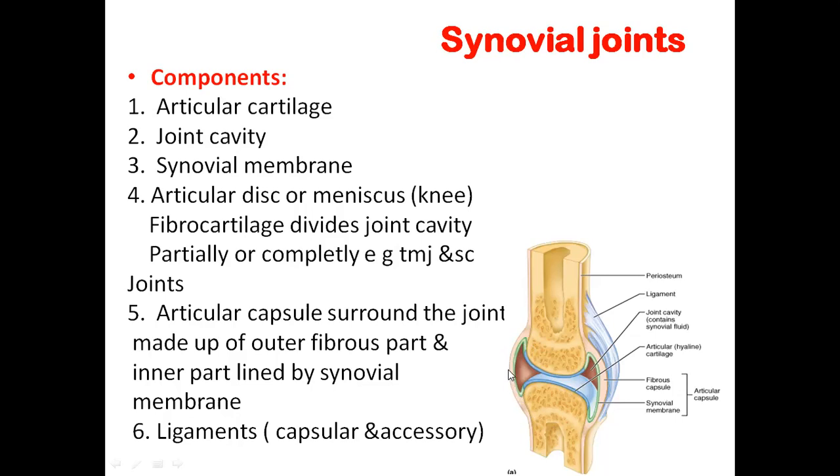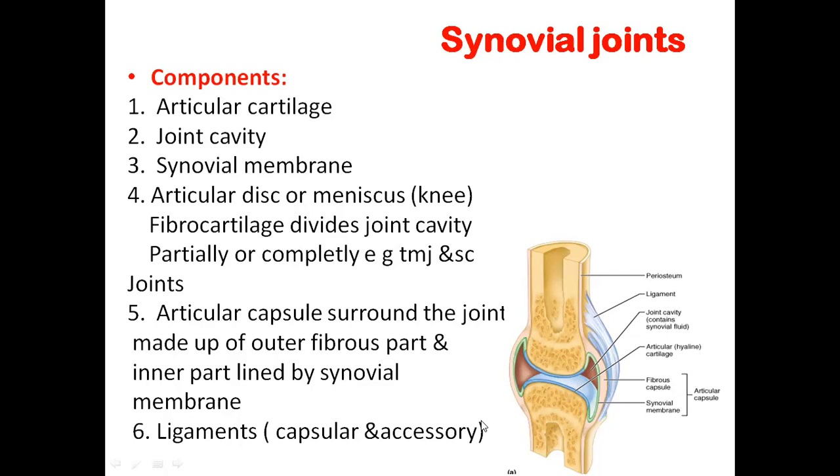Then we discussed the joint capsule, the main structure of the joint, which invests the joint like a cuff, and it is a highly vascular, pain-sensitive structure. It has an outer part, the fibrous part, and an inner lining, the synovial membrane part.